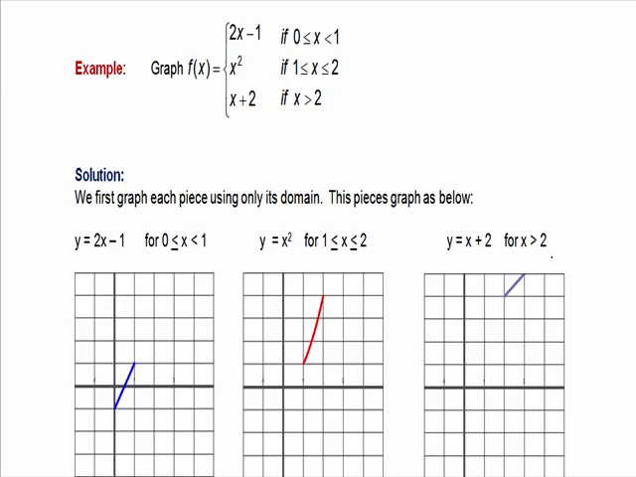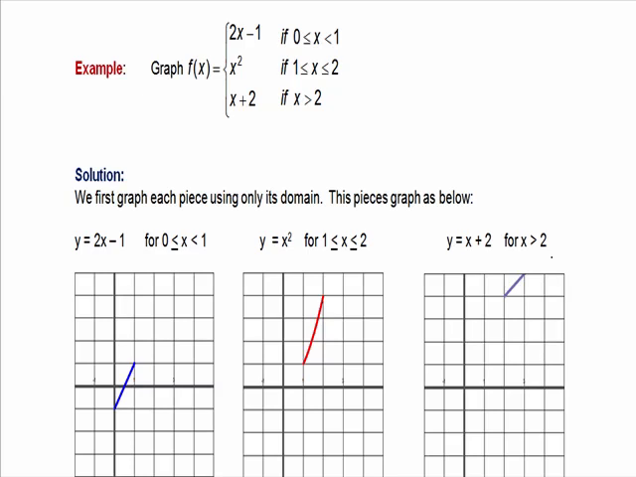Let's now take a look at our example and graph our three-piece function from our previous problem. f of x is 2x minus 1 if x is between 0 and 1, including 0, not including 1. It equals x squared on the domain between x equals 1 and x equals 2, and it equals x plus 2 for the x's that are bigger than 2.